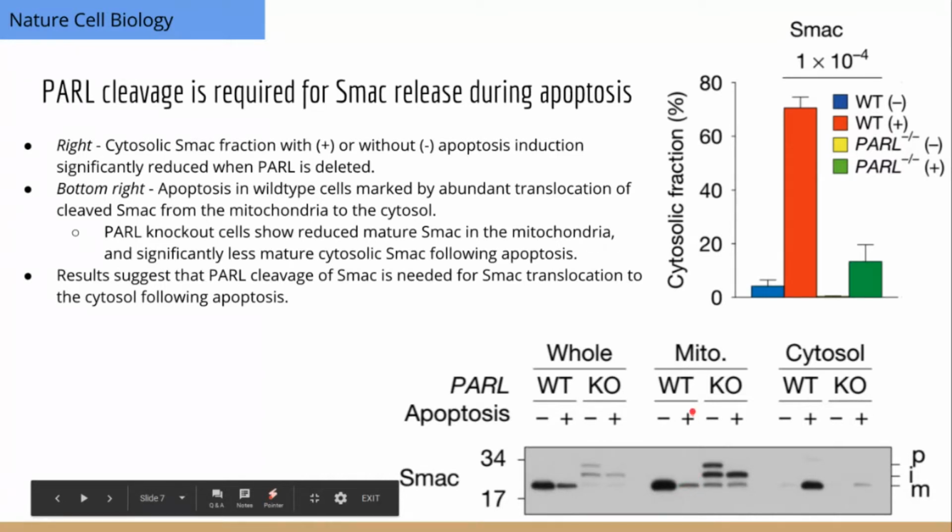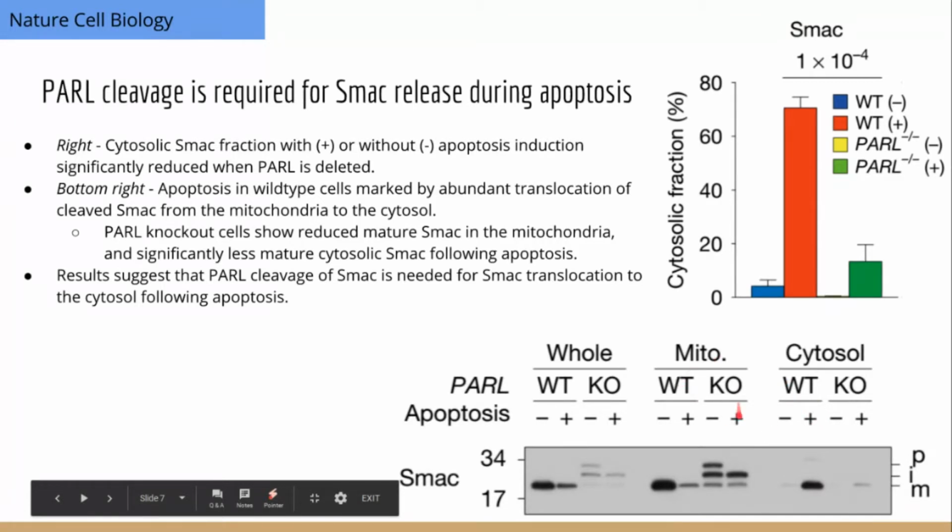And that makes sense because in this condition where apoptosis is induced in the wild type condition, we know that Smac is leaving the mitochondria into the cytosol. We also see correspondingly an increase in the cytosolic amount of Smac right here. So we see Smac is accumulating in the cytosol when apoptosis is induced in the wild type condition.